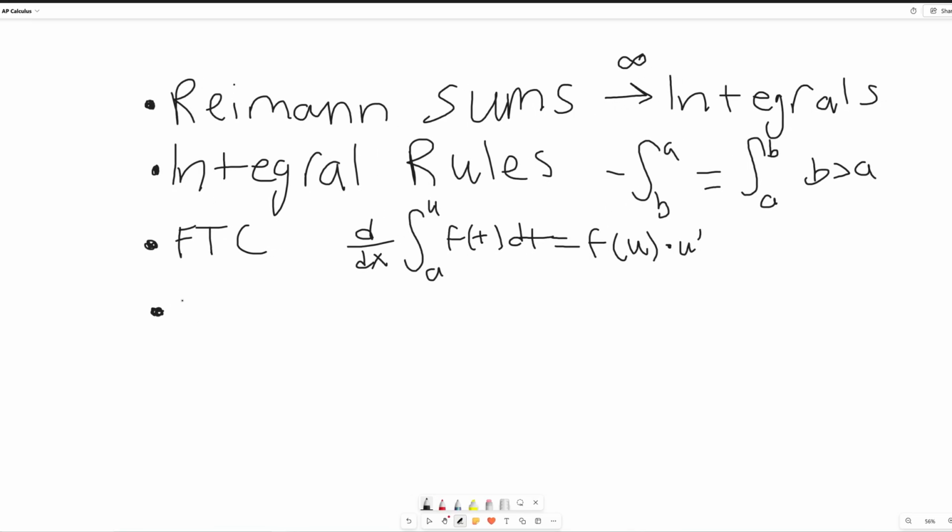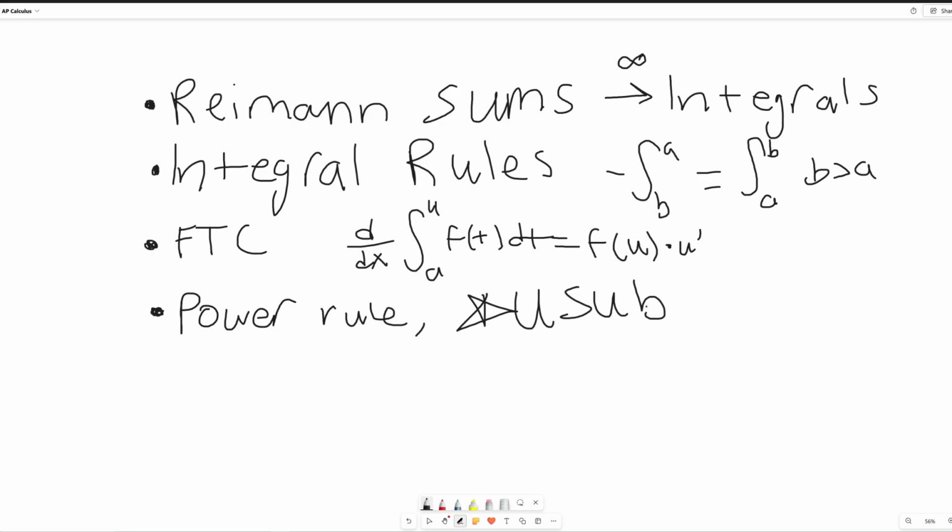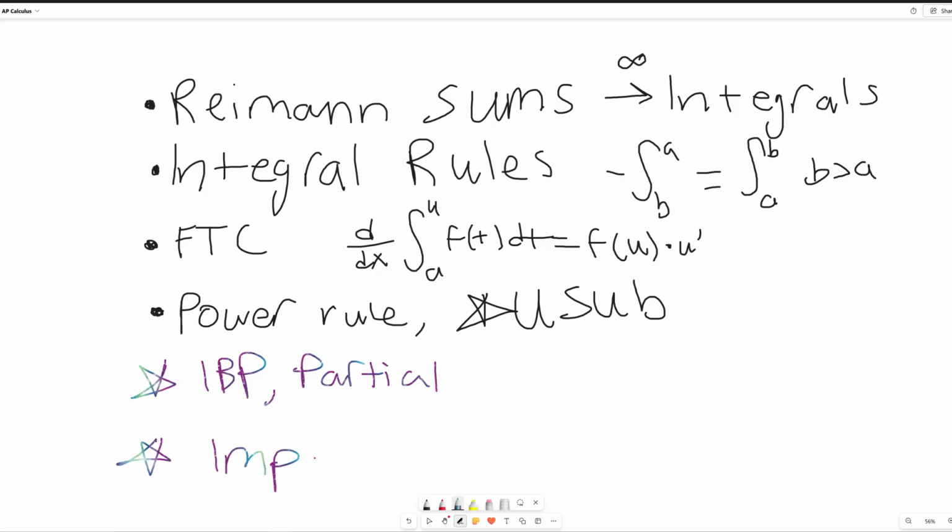Then you need to know how to integrate. So power rule, obviously, but that's easy. And then u-sub. There is always a u-sub question on both the AB and BC tests, sometimes multiple. And then finally, for BC, you need to know integration by parts and then partial fractions. And then you need to know improper integrals, which you have to write with the limit as b approaches infinity.